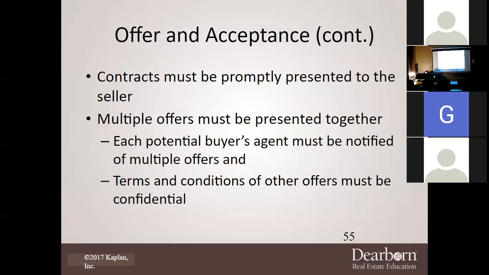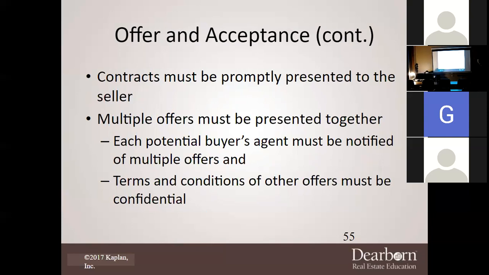Again, contracts are to be promptly presented to the seller. So, Miss Linda, help me here. I'm selling Miss Leela's house, and I've gotten 10 offers today, but I'm going out of town for the weekend, so I'll give it to her on Monday. That's promptly, right? No. Why is that not promptly? I'll be back Monday, and tomorrow's Friday. So Miss Leela won't mind if I don't give it to her for 4 days.